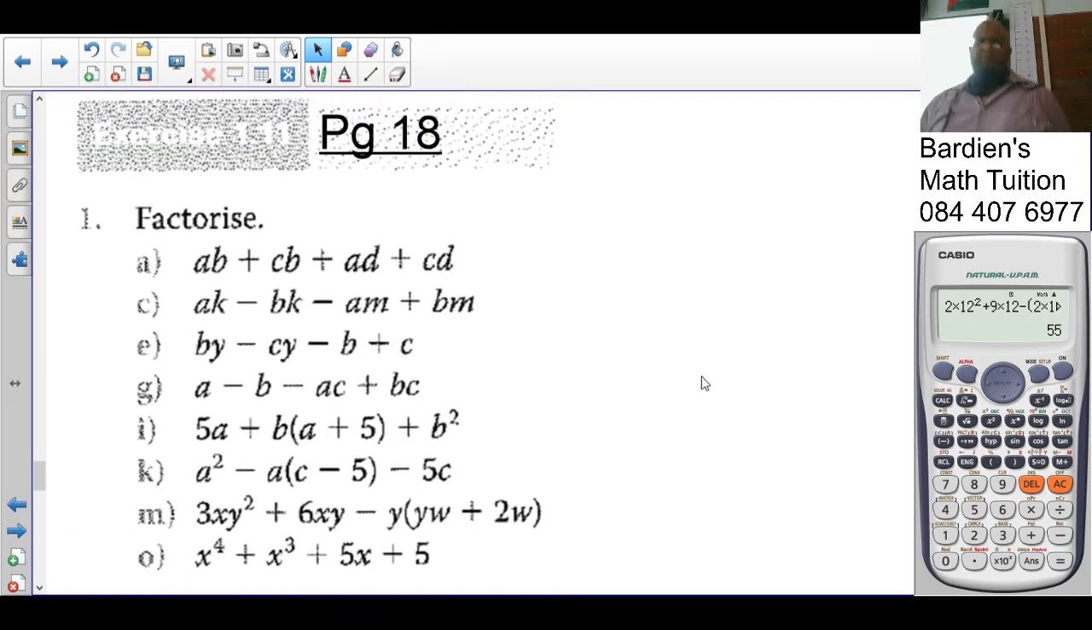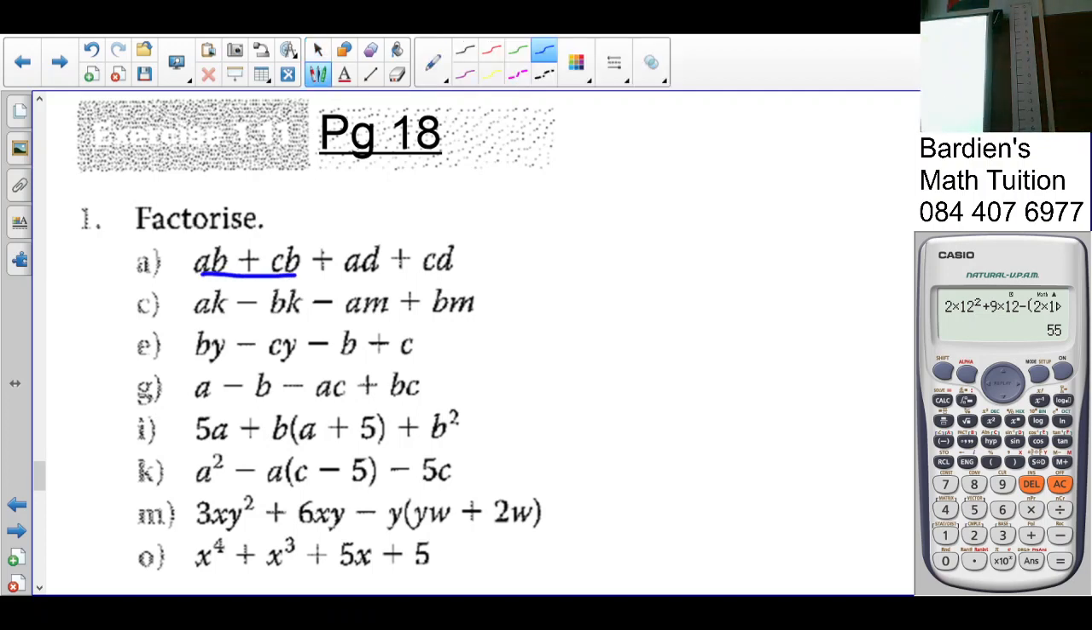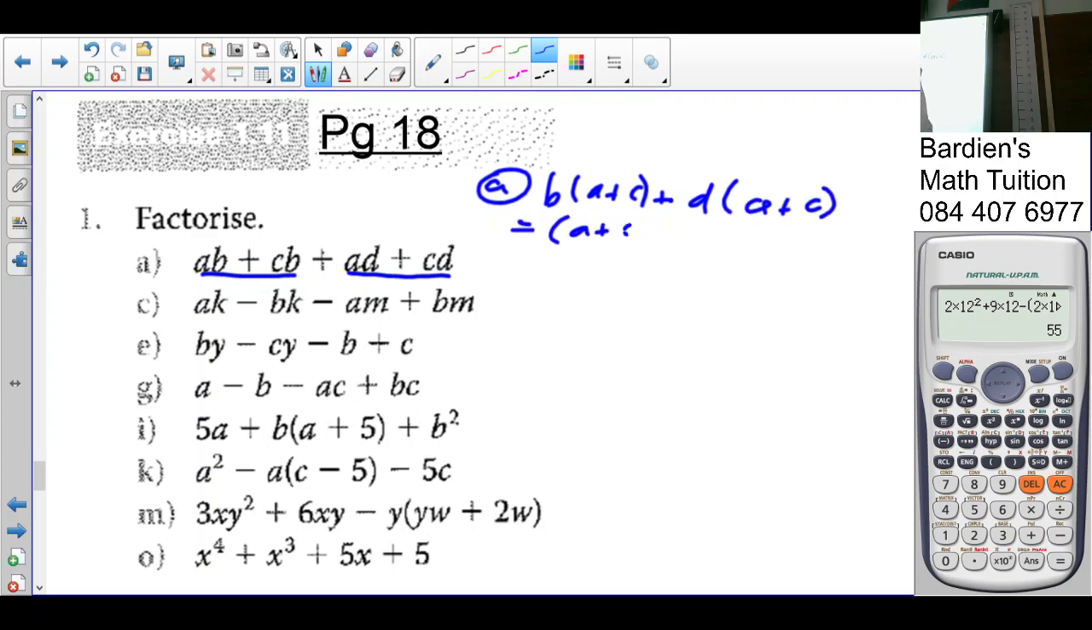So, let's look at the first one. What is common here? B. Left A plus C. And there we have D. That's A plus C. So we are left with A plus C, B plus D. Any confusion there? Look at B. The C, sorry. Okay.